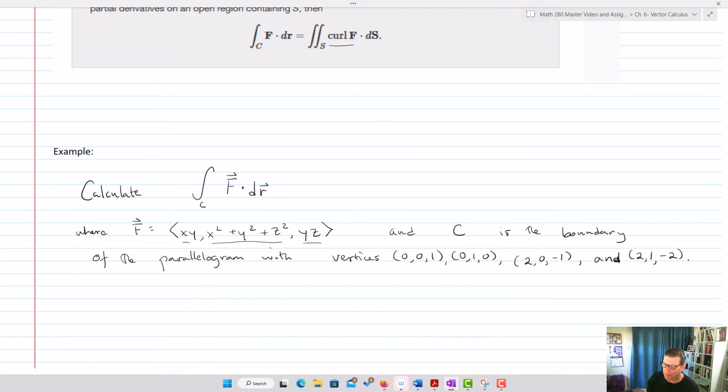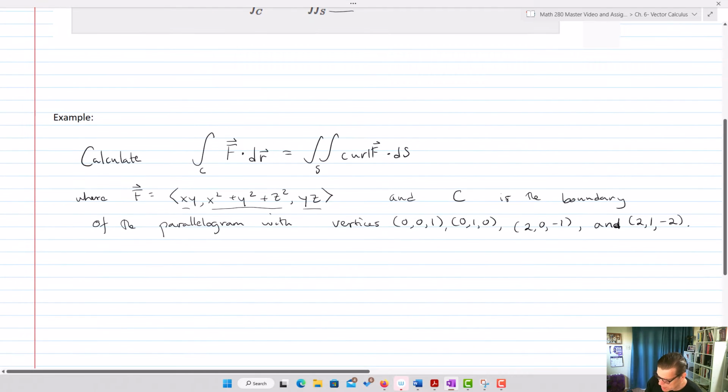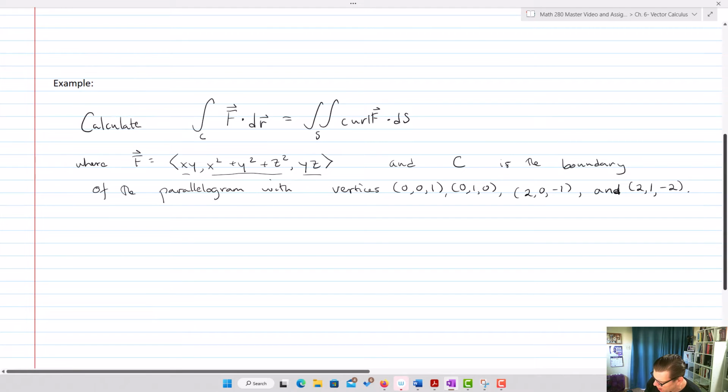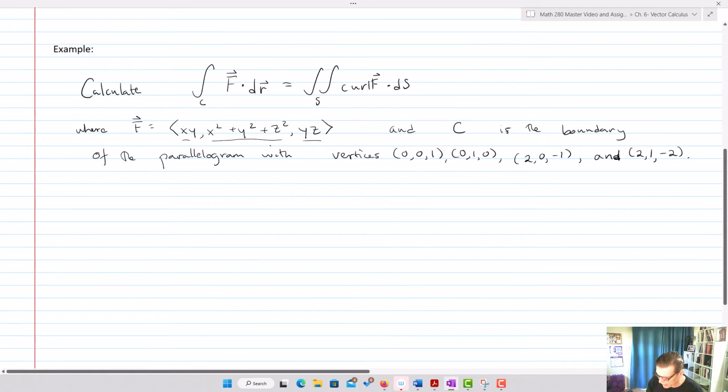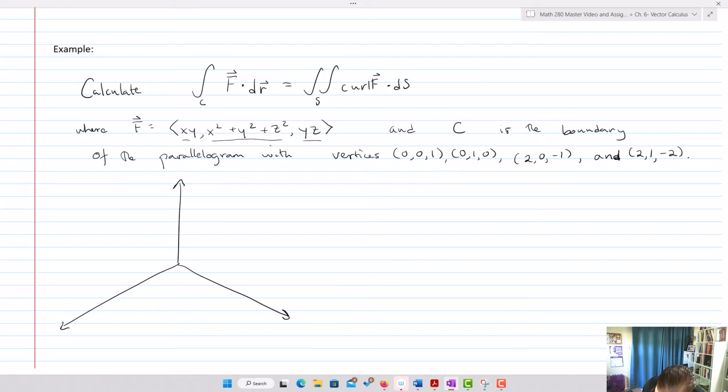So what I'm going to do is use Stokes, and I'm going to let this equal the double integral over the surface of the curl of F dot dS. So I'm going to use Stokes' in order to find this line integral. First I'm going to draw a picture of what this might look like. I've got to think it through a little bit to help myself out because I've also got to go through and parameterize the surface. So I've got (0, 0, 1).